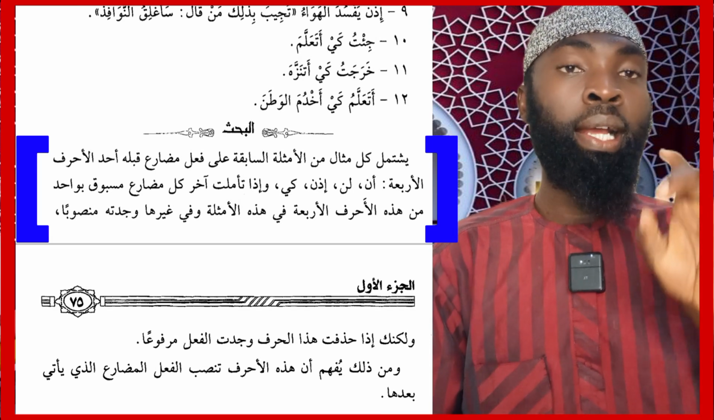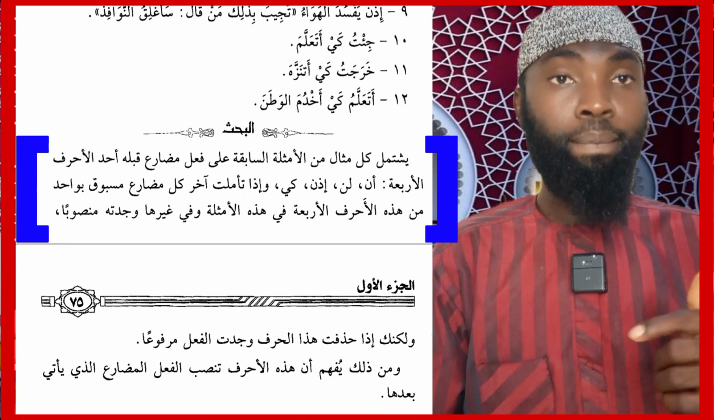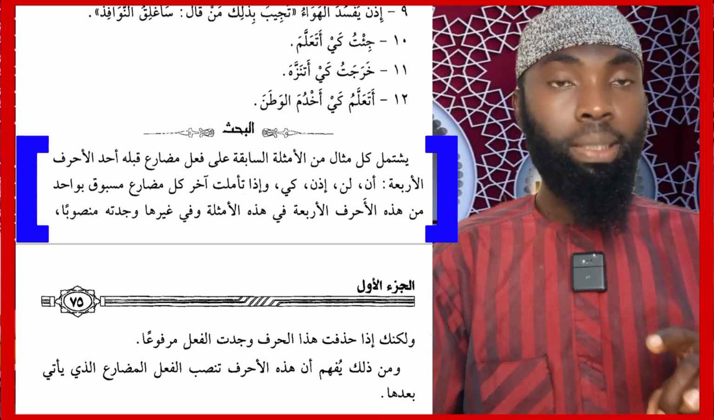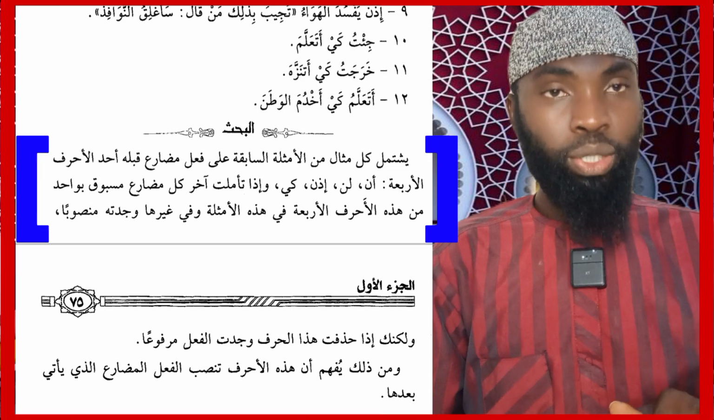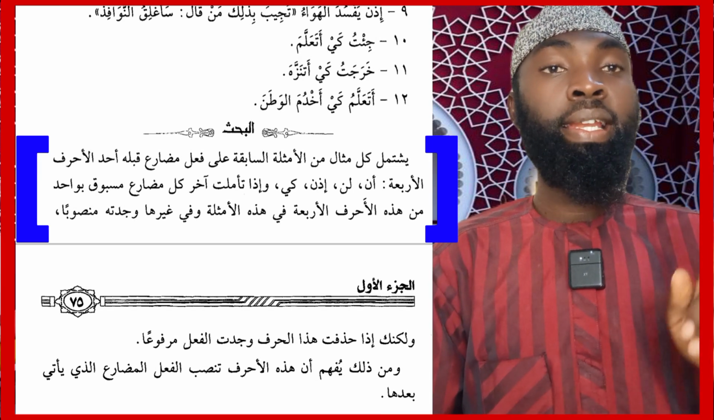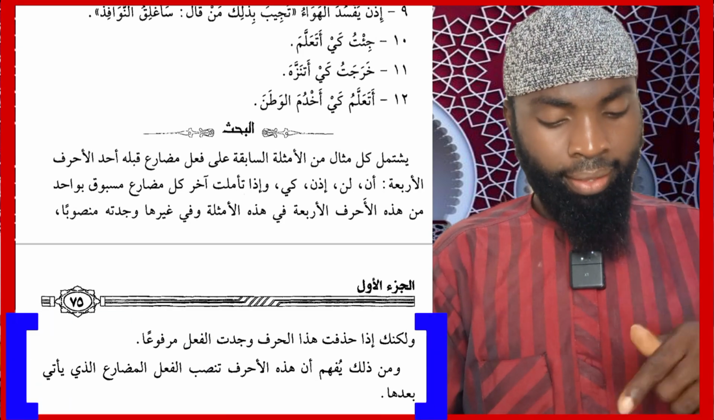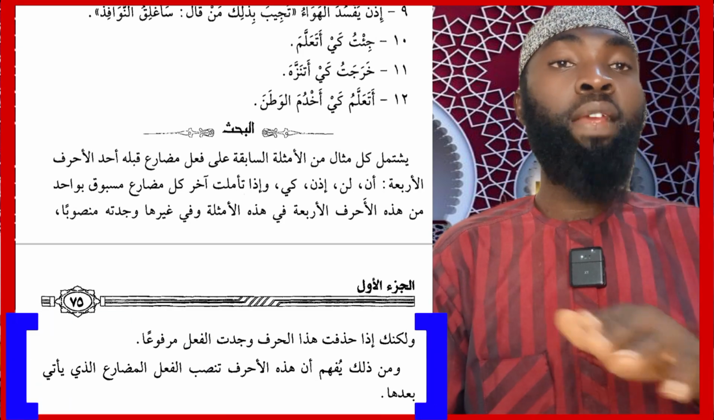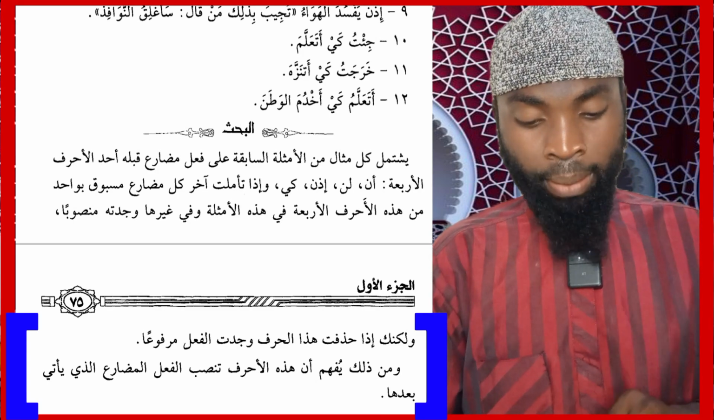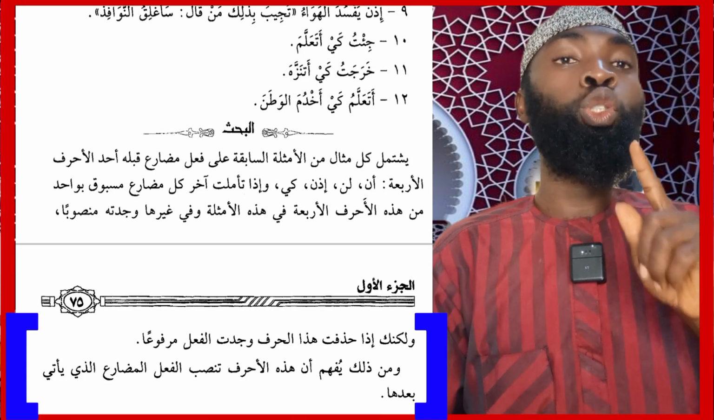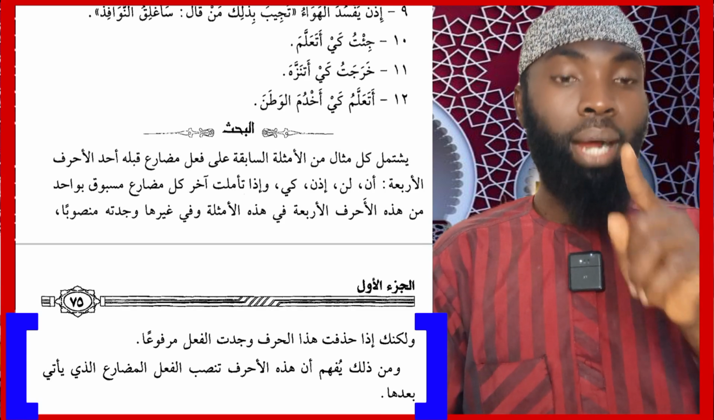If you are to ponder over the ending of the present tense verbs that we see above in the previous examples, which have been preceded by one of these particles that we named earlier, an, lan, idhan, kay, wajadtahu mansuban, you find out that all the present verbs are in the subjunctive case carrying fatha. walakinnaka idha hadhafta hadha al-harfa. But if you are to omit each of the particles which precede the present tense verbs, wajadta al-fa'ila marfu'an, you will find out that the verb will be in the indicative case carrying dhamma.